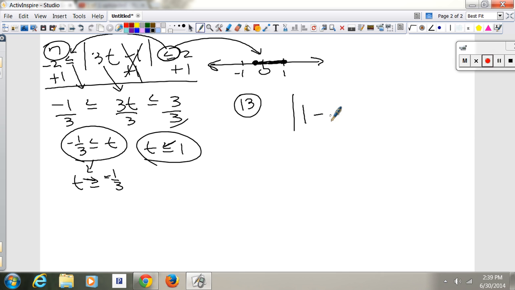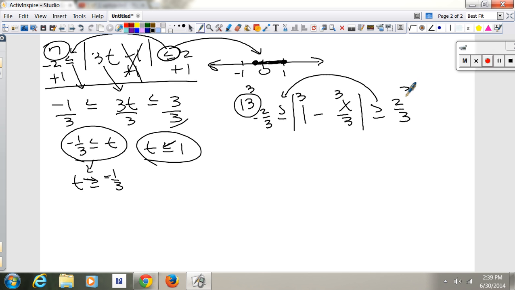1 minus x over 3 is greater than or equal to 2/3. Let's bring this sign over, greater than or equal to, if it's negative 2/3. Let's multiply everything by 3 just to get rid of our fraction. Negative 2 greater than or equal to 3 minus x. Those 3's will cancel out. Greater than or equal to, and a 2.